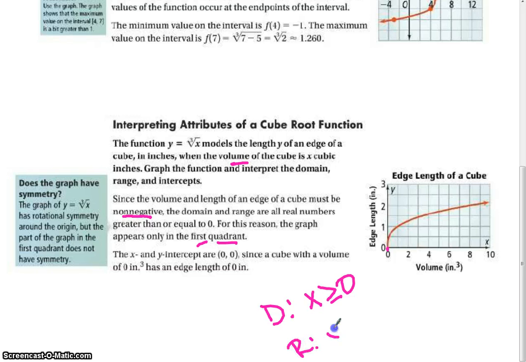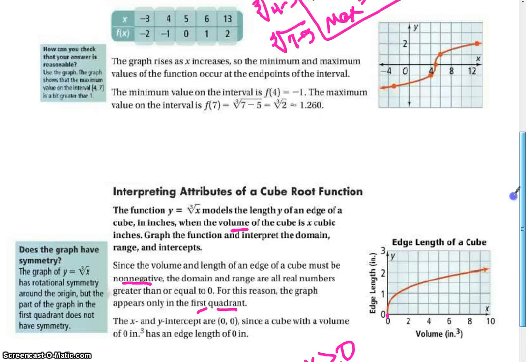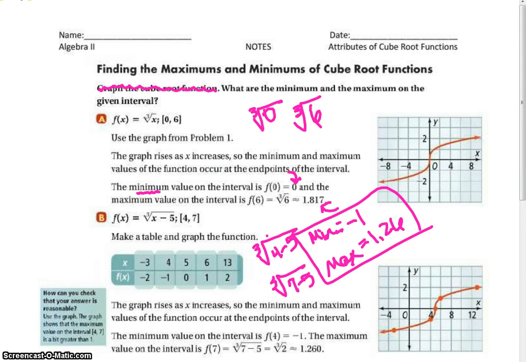And your range is going to be y is greater than or equal to 0, because we do not go down below the x-axis or to the left of the y-axis. Okay, so your domain is now x is greater than or equal to 0, otherwise known as all positive numbers. Your range is y is greater than or equal to 0, otherwise known as all positive numbers. X and y intercepts are still 0. Okay, that's just when they give you a specific situation. Going to the next page.